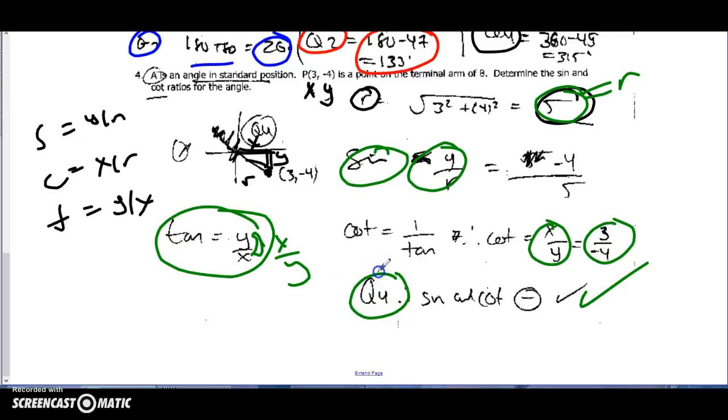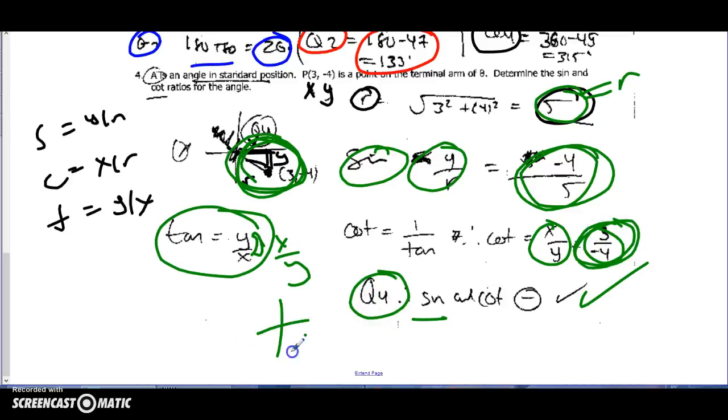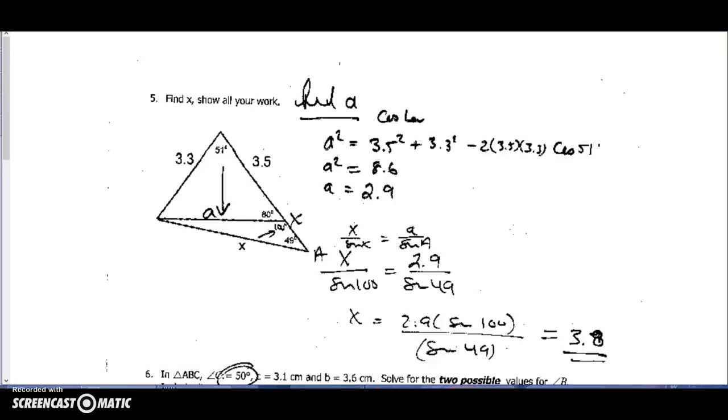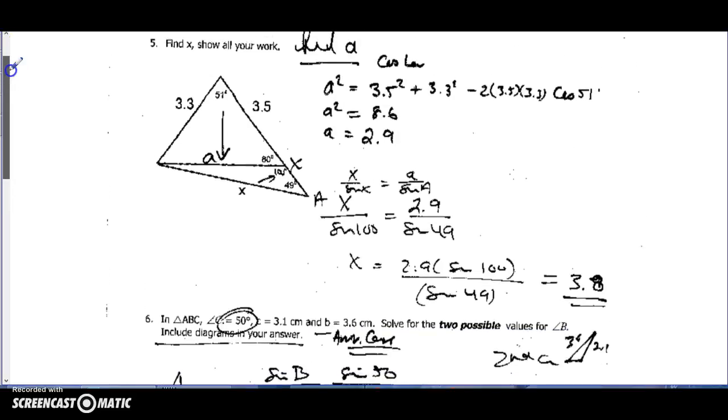And then you look back here, I said Q4, therefore sine and cotangent. Sorry, this is in quadrant 4, and this answer is negative, and that's nice because CAST law says that tangent or cotangent is negative here. Only cosine is positive here. So if cosine is positive here, then sine is negative, and cotangent or tangent is also negative.